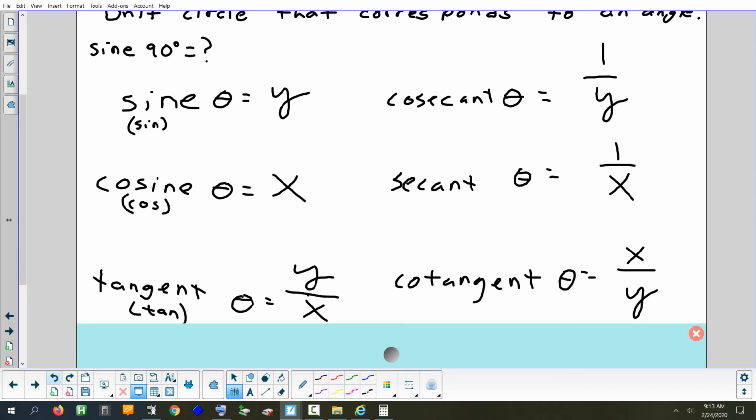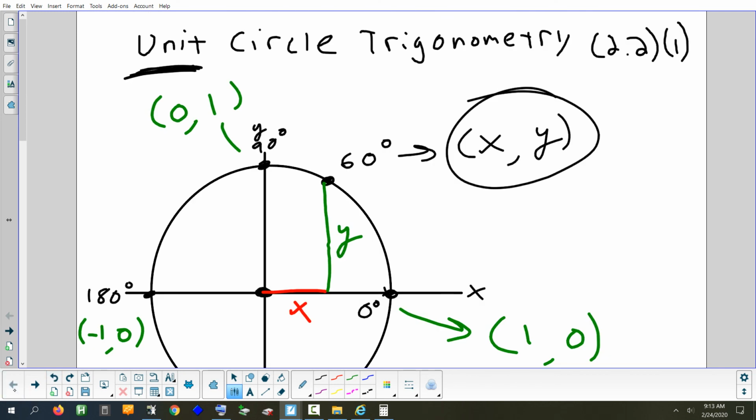Now, out of these 6, 4 of them have a certain number in them, a 1. The only reason that 1 is there is because of that word right there. Unit, when we're talking about a unit circle, means it's a circle of radius 1.